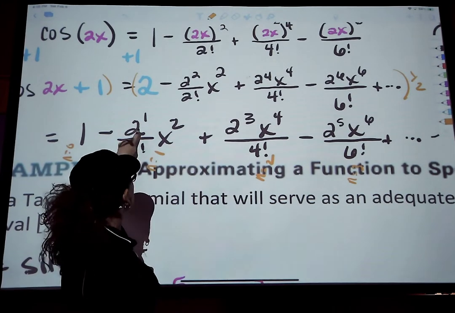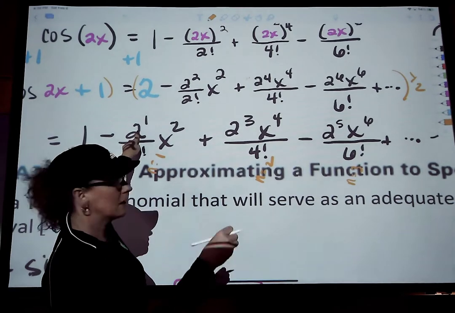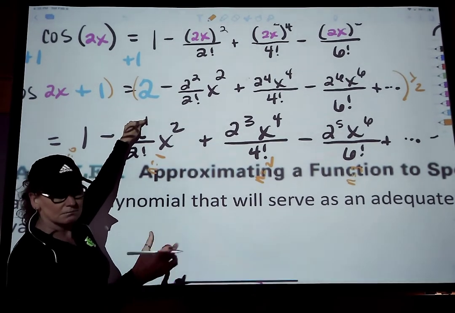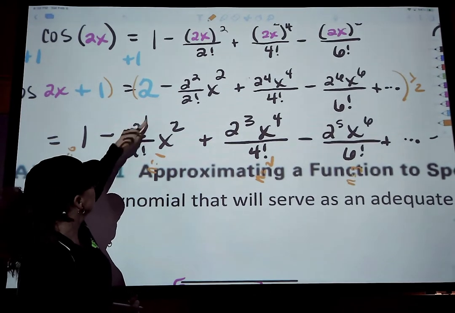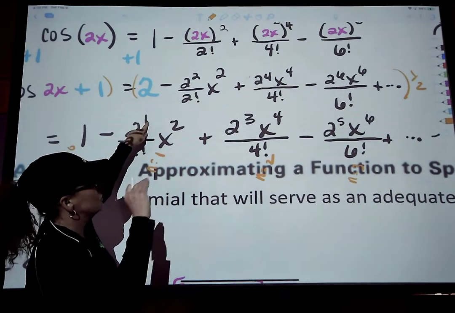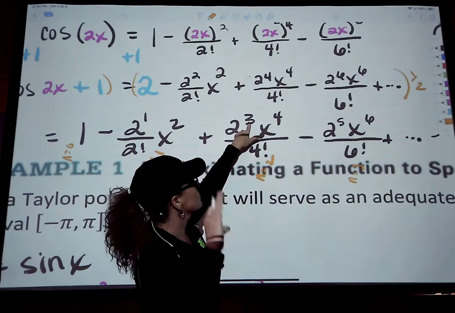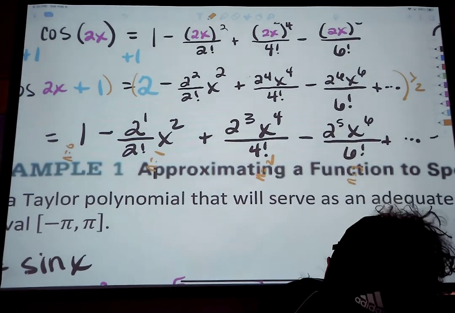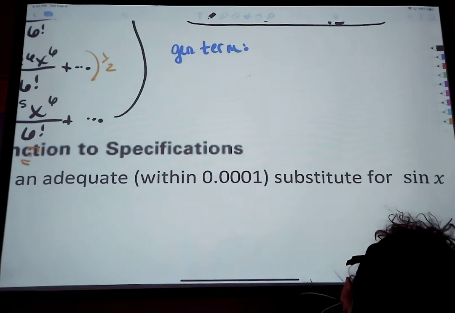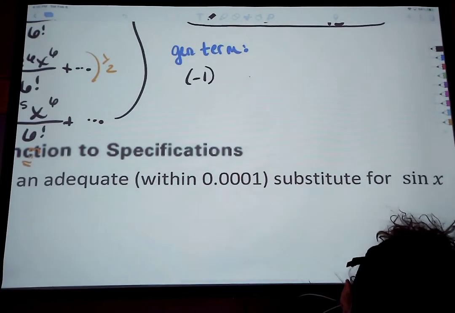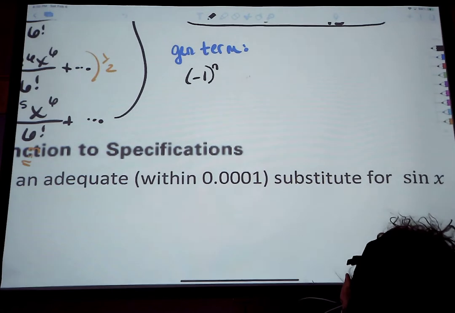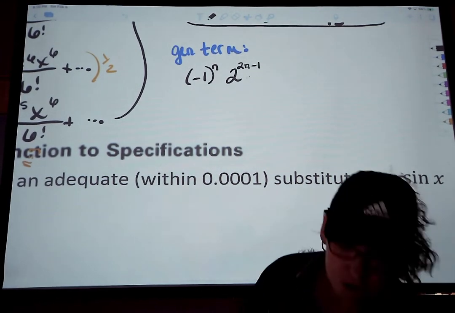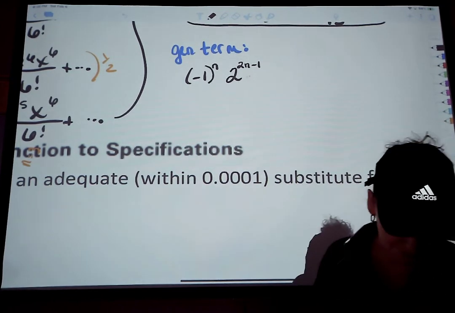So I think this is going to be 2 to the 2n plus or minus something. So if I do 2 times this, I need to shrink it back by 1. 2 times this, shrink it back by 1. 2 times this, shrink it back by 1. So let me write this down before we forget it. We need our alternating portion. I need 2 to the 2n minus 1 power.